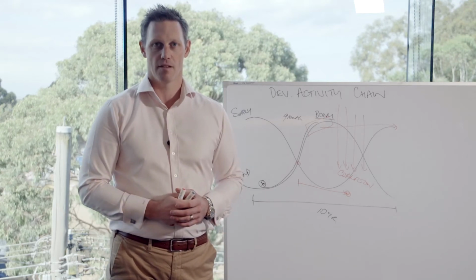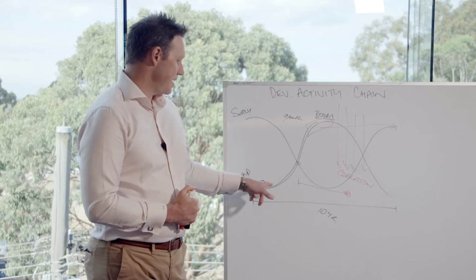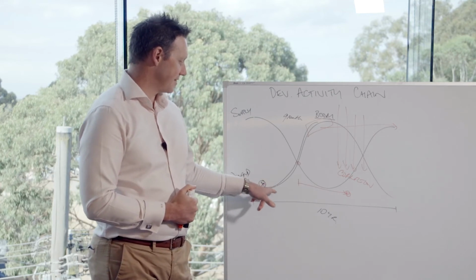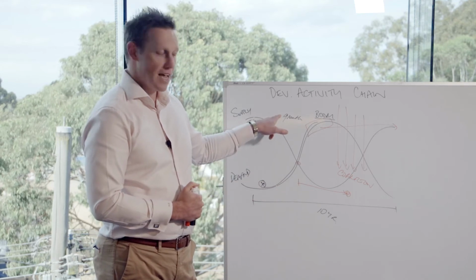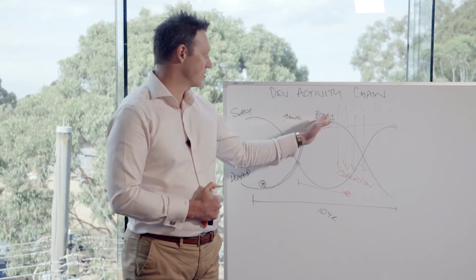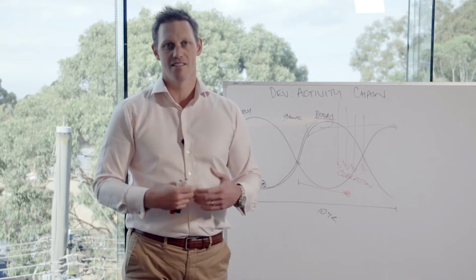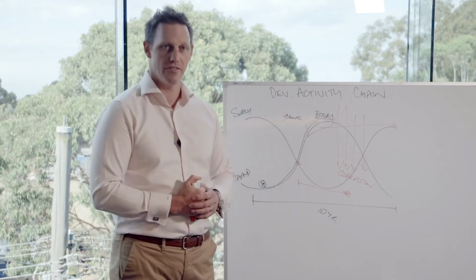So it's far better to be patient and come into a market at this point here and take advantage of this full growth cycle, as opposed to trying to make some quick money towards the end of a growth cycle and then be sitting on the sidelines for the next 6 to 7 years after that. So there is the development activity chain.